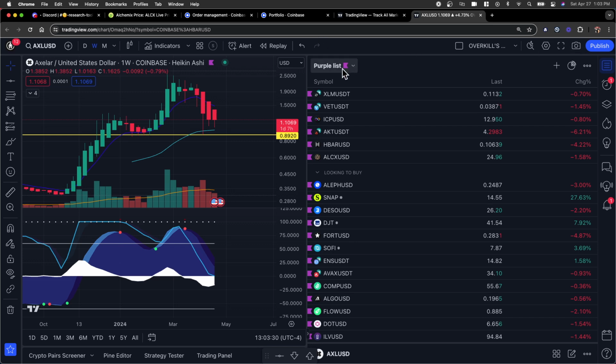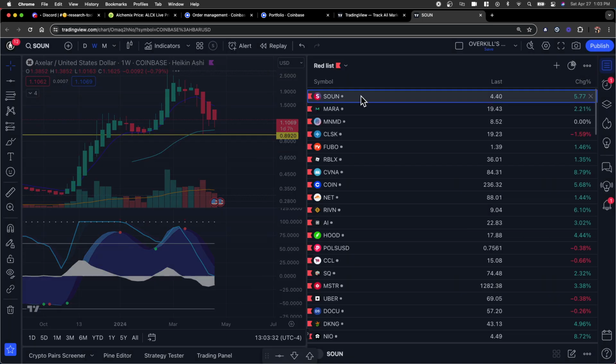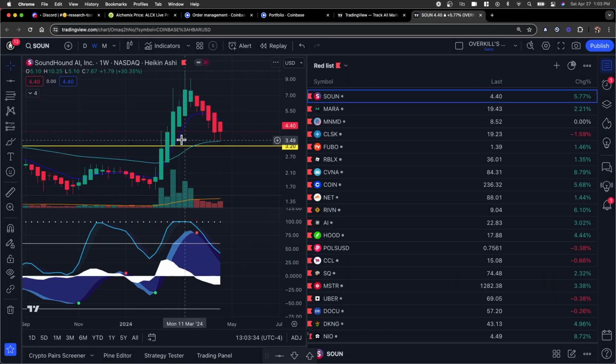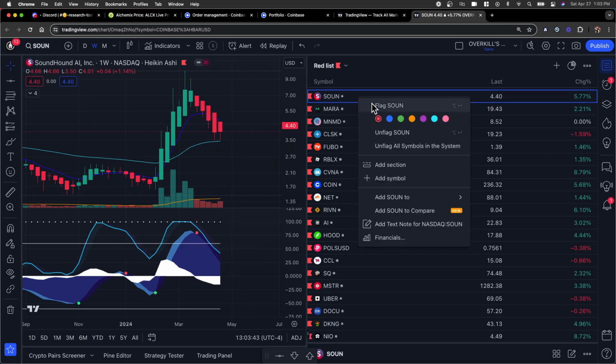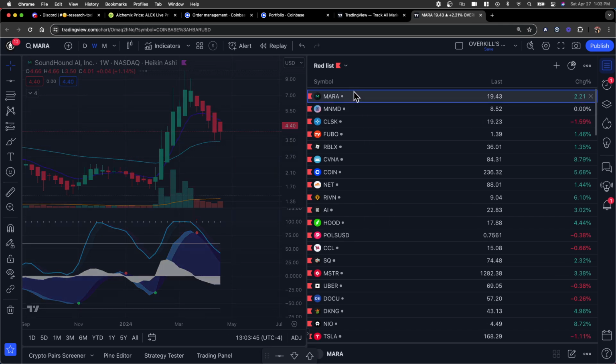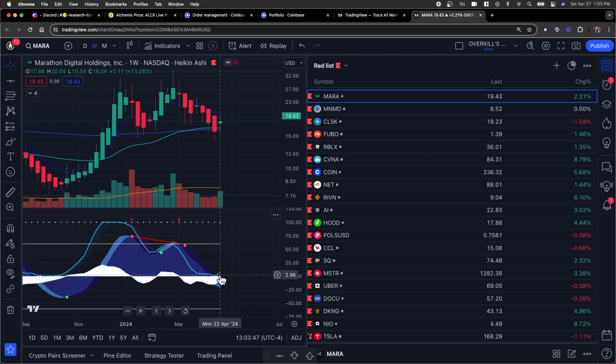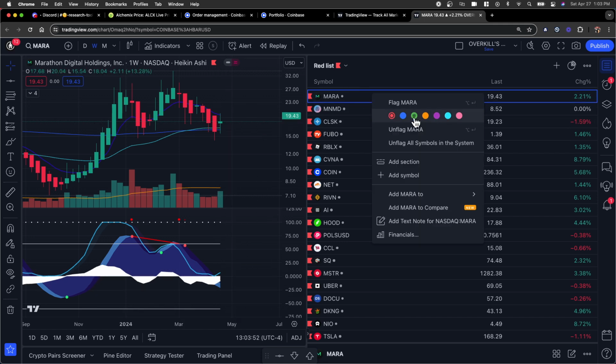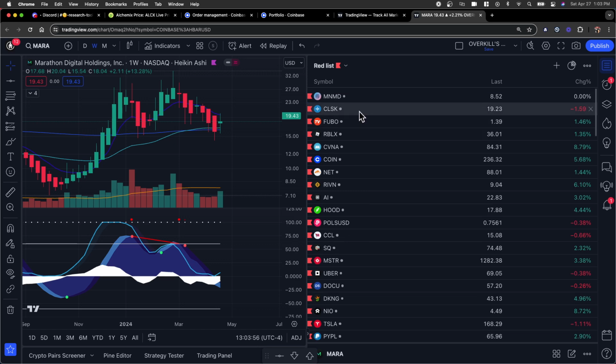And again, I'm going to go ahead and take this playlist after I scan our red list. What I scan the red list for is the stochastic being on the floor or us being near the 50. Like Sound, for example, I'm going to go ahead and add that one to the looking to buy list now that it's sitting there near the 50. This one is sitting down there on the 50 and also coming off the floor. That's Mara, the Bitcoin miner. I'm going to add that one to our looking to buy list this week.